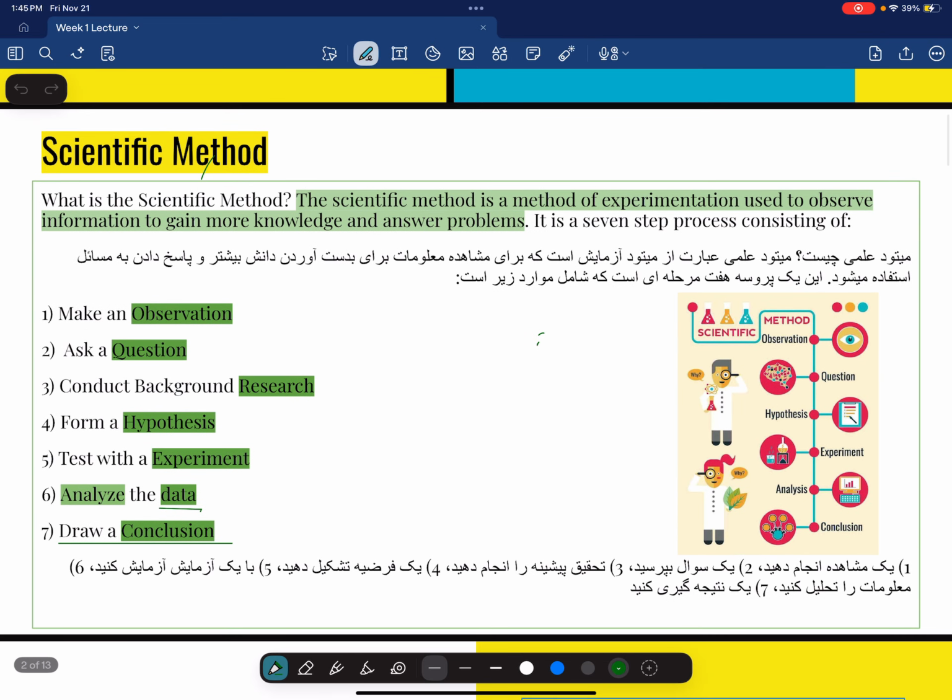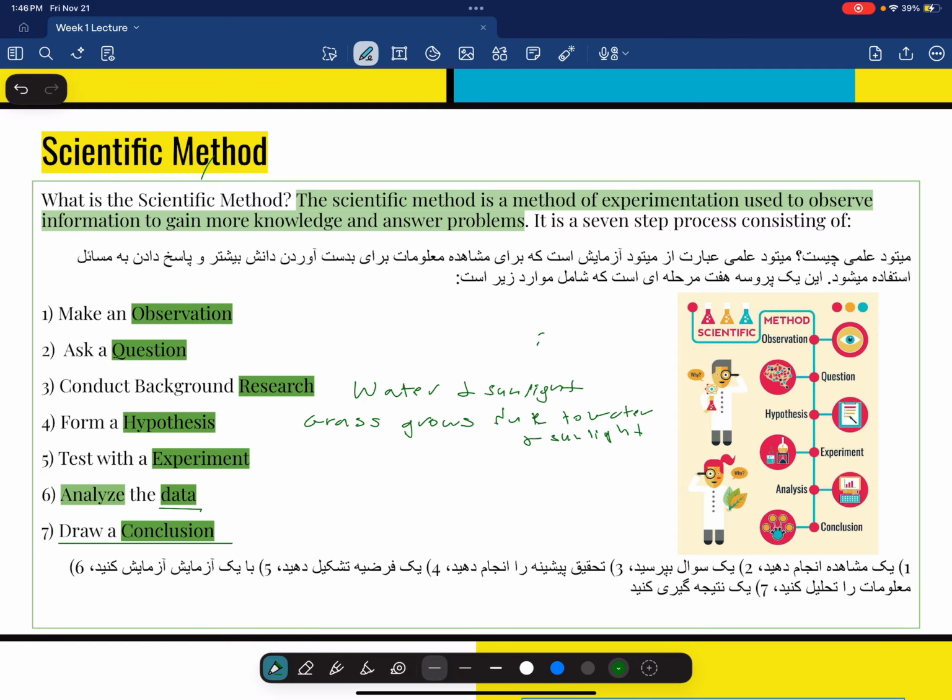So we conduct background research. We realize that grass grows because of water and sunlight. From what our background research tells us, grass grows from water supposedly, and sunlight. But we don't really know if it's true, so we're going to form a hypothesis. We're going to say grass grows due to water and sunlight.